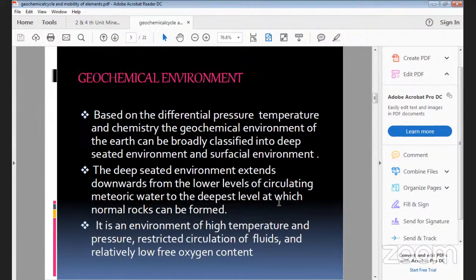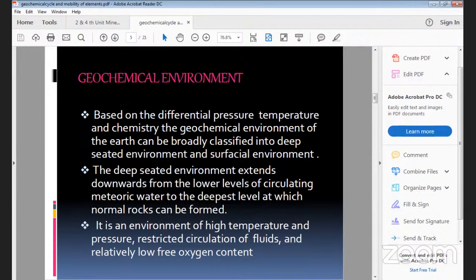Based on the differential of pressure, temperature, and chemistry, the geochemical environment of the Earth can be broadly classified into the deep-seated environment and the superficial environment. What is a deep-seated environment? The deep-seated environment is also called the primary environment.